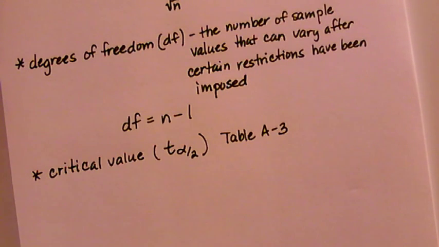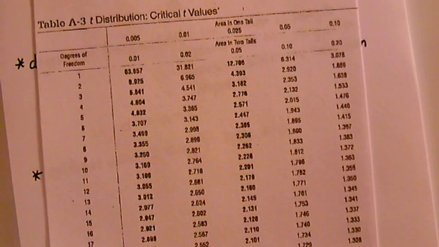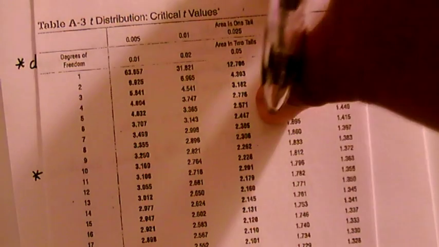And also, one more thing about table A-3, which is this table here. If you do not find the number of degrees of freedom in this table, you must use a conservative value, and that's using the next lower number of the degrees of freedom found in that table.